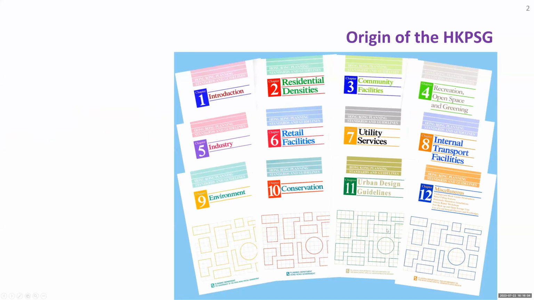first of all, talk about the origin of the Hong Kong planning standards and guidelines, because what I find is that this document, planning standards and guidelines, plays a certain role in determining the form of the new development areas. And I will come to that.